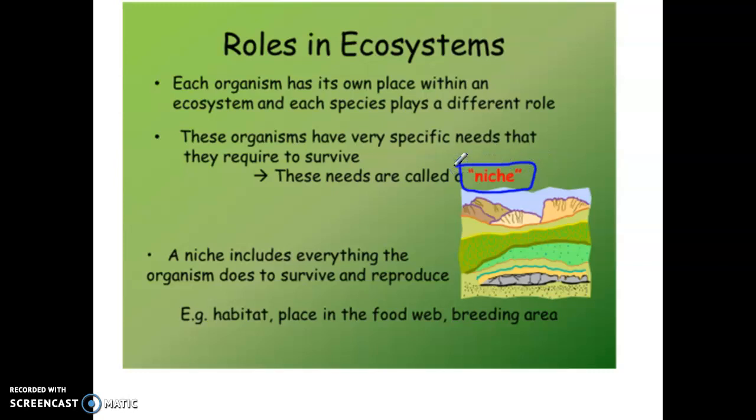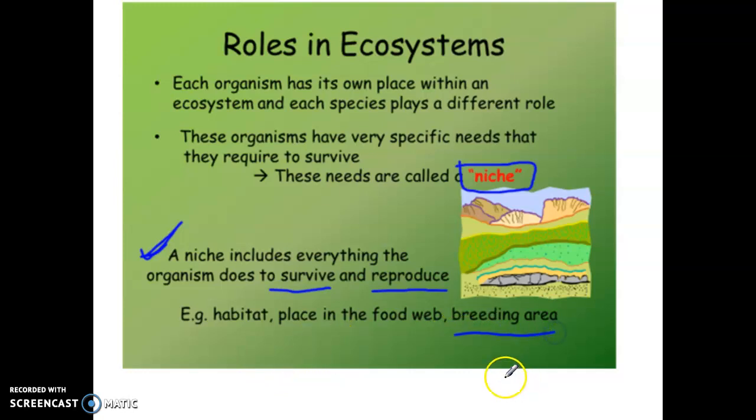The role that a species has is called a niche, N-I-C-H-E. An ecological niche is talking about everything, and this is the point here, everything that that organism will need to survive and to continue reproducing that population. So this can include everything from what does this organism eat? Where does this organism live? Where does this organism need to reproduce?